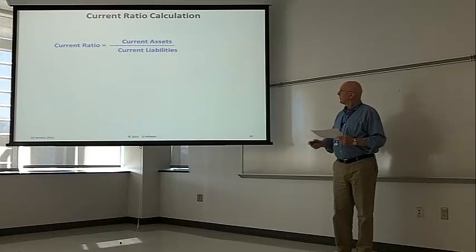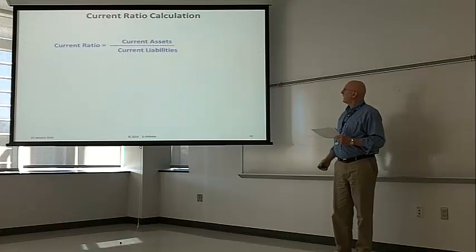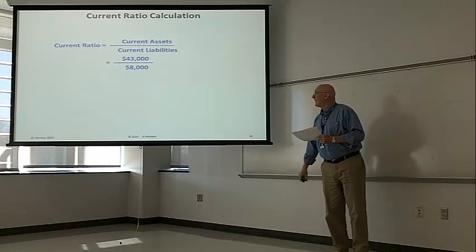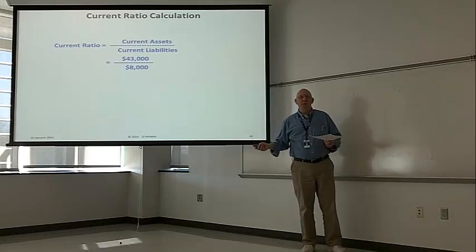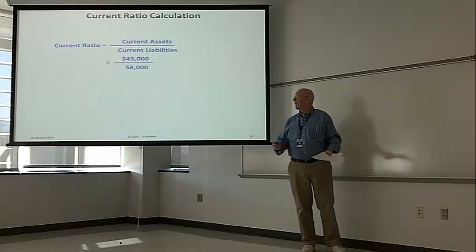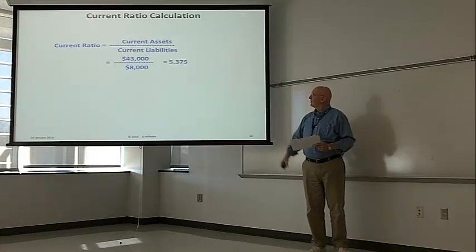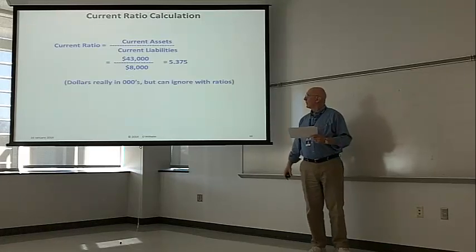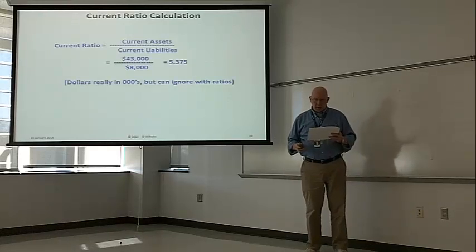Current assets, remember they're $43,000. Current liabilities are $8,000. So 43,000 divided by 8,000. As long as we're taking a ratio, we can leave off those extra 3 zeros because they're going to drop out. And generally I drop them off. Just 5.375. And dollars are really in thousands, but as long as it's a ratio, we can ignore them. So the current ratio is about 5.4.